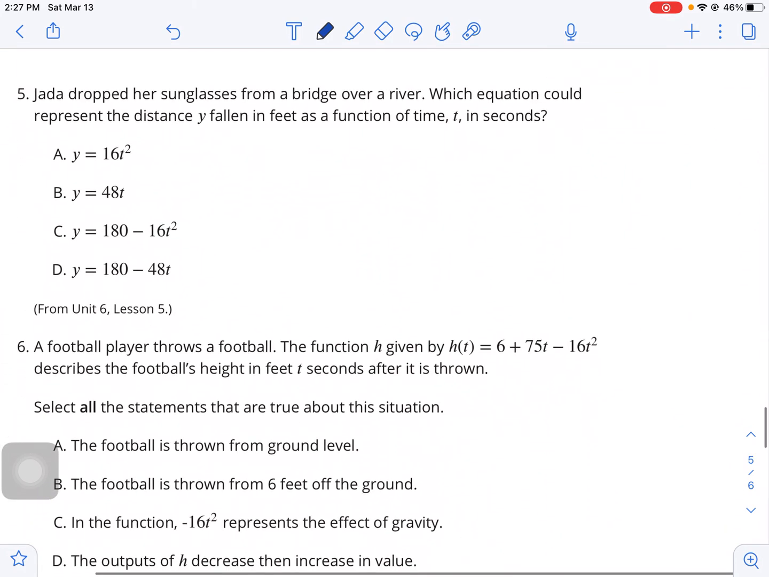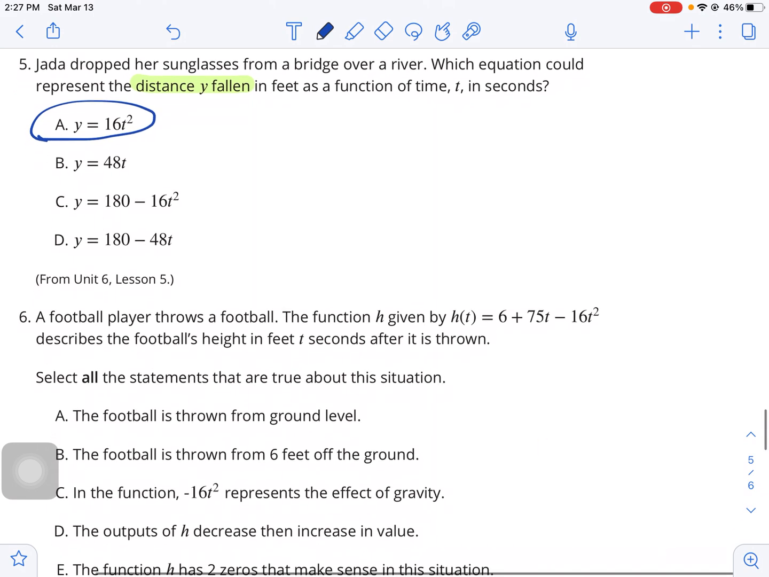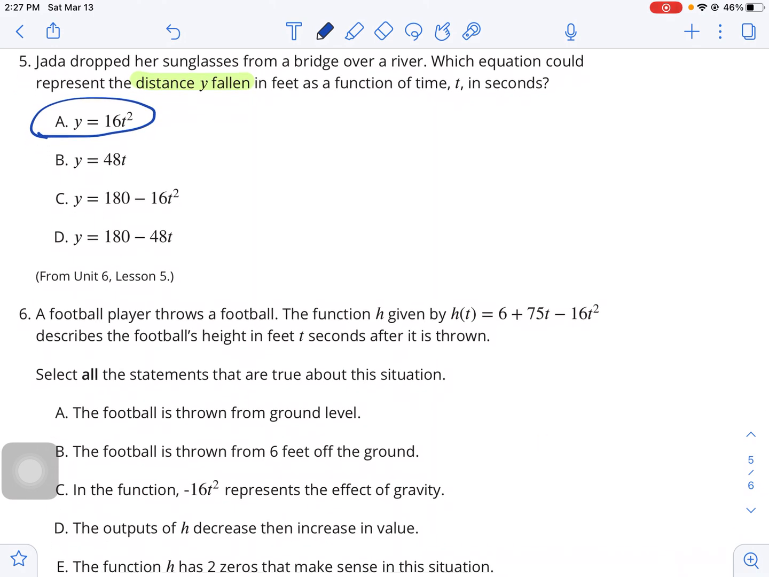Number 5, Jada dropped her sunglasses from a bridge over a river. Which equation could represent the distance fallen? So this distance fallen is gonna keep increasing. It's not the same as height above the ground. So represent the distance fallen in feet as a function of time t in seconds. So I'm going to go with letter A here. The distance y would be increasing every second squared by 16 feet.